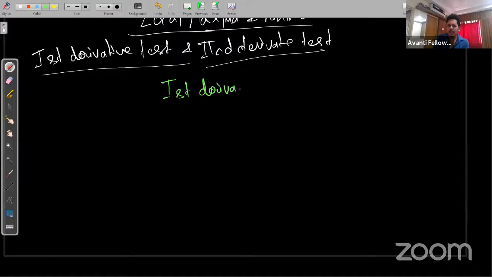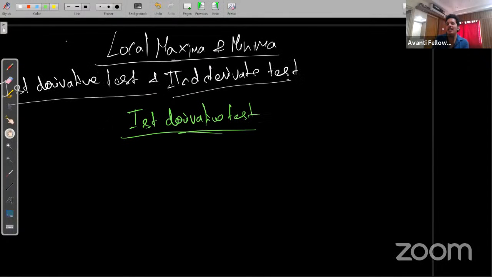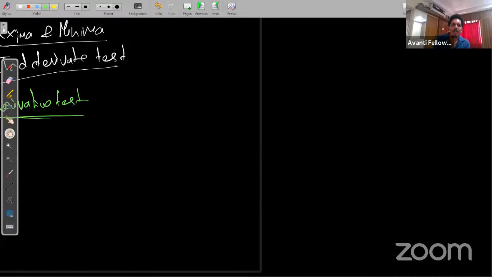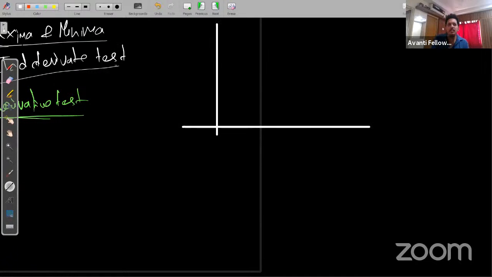Before going into the first derivative test and second derivative test, don't worry by looking at these names. Guys, do you know what a local maximum and local minimum is? You know it or not? What is a local maximum? What is the meaning of it? What is your intention if someone is saying local maxima or local minima?